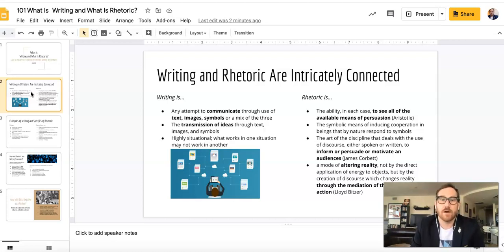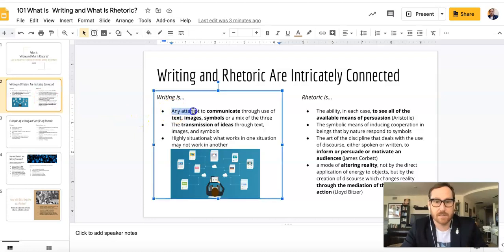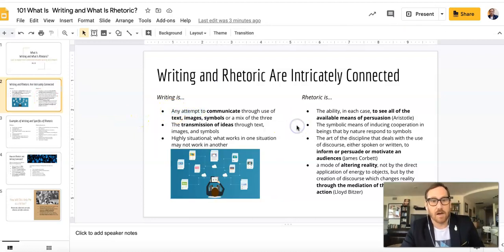So while you are probably familiar with writing and have been doing it for most of your scholastic career, I do want to expand some notions of what writing is and how it's more than just simply alphabetic text, that is, the words on the page. Essentially, writing is any attempt to communicate through written text, images, or symbols. It's the ability to transmit ideas from one person to another.